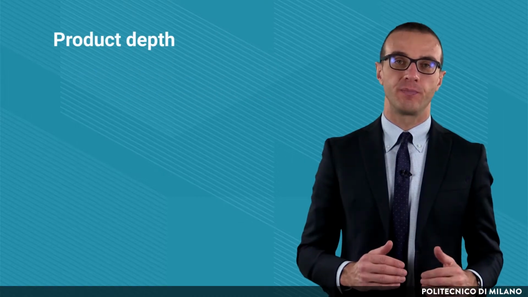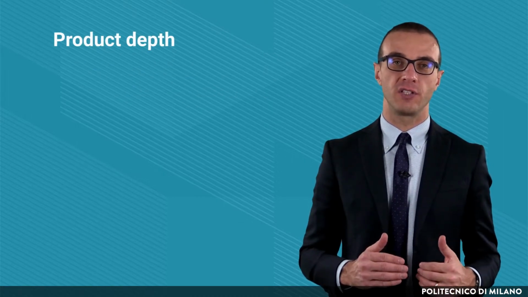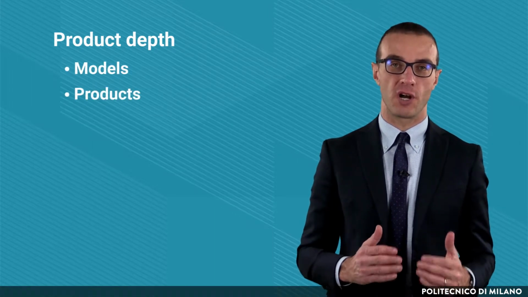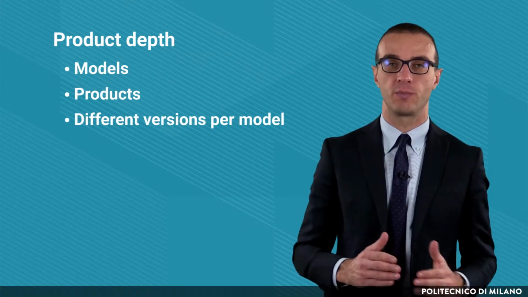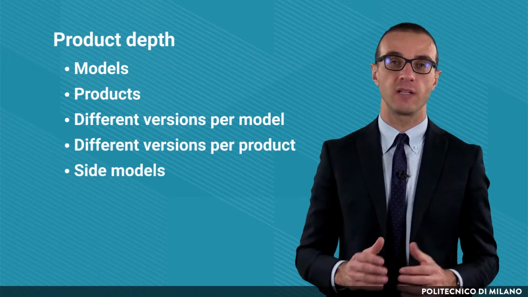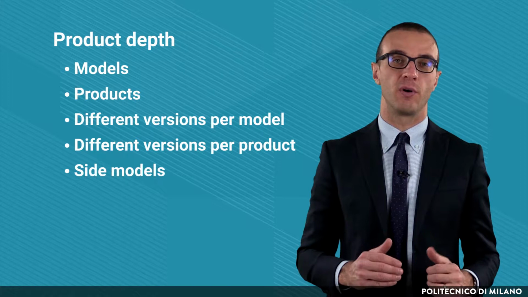The product depth depends on the complexity of the product hierarchy and so on the number of models, the number of products, the number of different versions per model, the number of different versions per product, and the number of side models. Let's make an example.